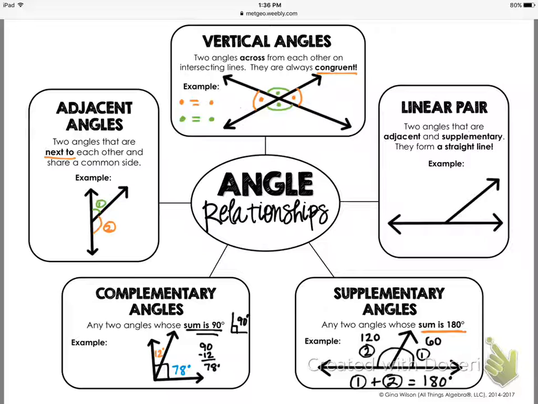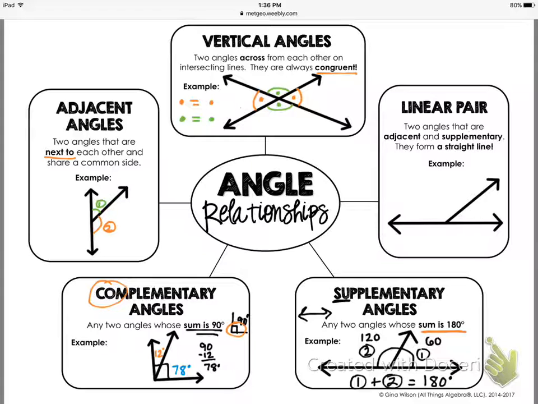So the way that I remember supplementary and complementary: complementary starts with a C, CO, and we have the corner box for complementary, which means 90. And then for supplementary, S for straight line, so you know that you're working off of a straight line, which is going to be 180 degrees total.